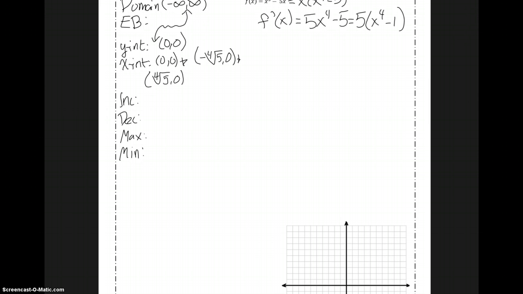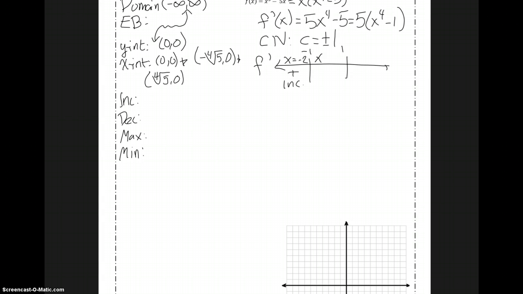So we need to find the critical numbers. Those are our fence posts. So what are our critical numbers here? We get plus and minus 1. So for f prime, we have a fence post at -1 and at +1. So let's test -2, and if I plug that into my derivative, I am going to get a positive number. Since it's the derivative, that means it is increasing.